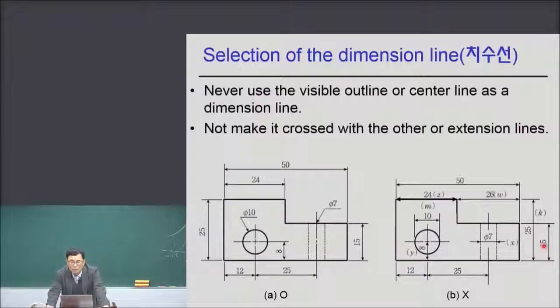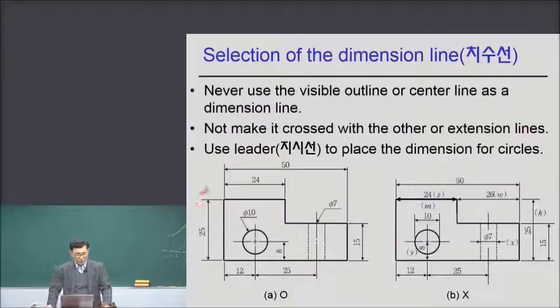So 15, dimension 15 here, and dimension 25 here, right? So it's a good way of dimensioning. And use a leader to place the dimension for circles. So this is a leader, pi 10, okay, leader. So here 10 is placed like this, but this is not recommended. So this is a good way of placing a dimension for circles. Okay, all right. Pi 7, rather than pi 7 here, pi 7, this is more recommended. Okay, good way, all right.